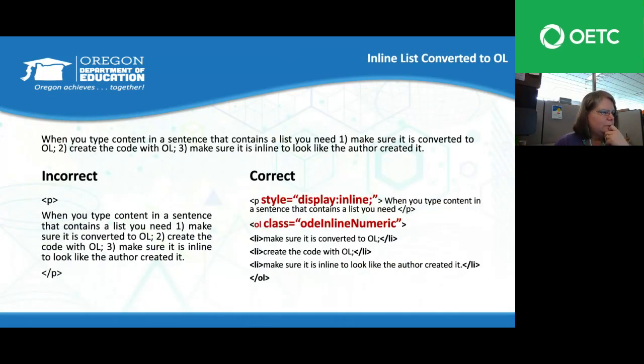When you convert to an ordered list, unless you also put it in an inline list, it's going to display it as a paragraph. So you have to both make it an ordered list and put it inline, which lines it up nice and neat on the side.